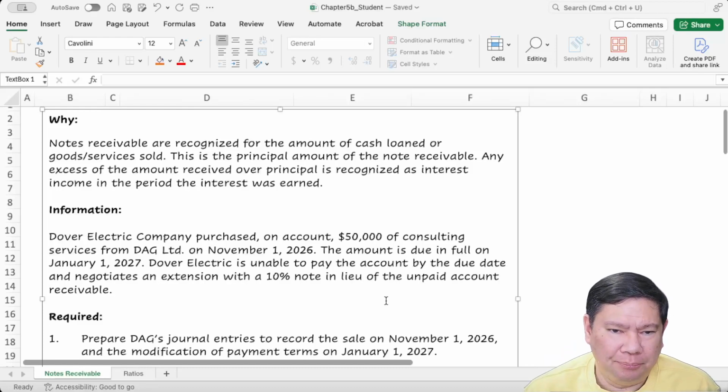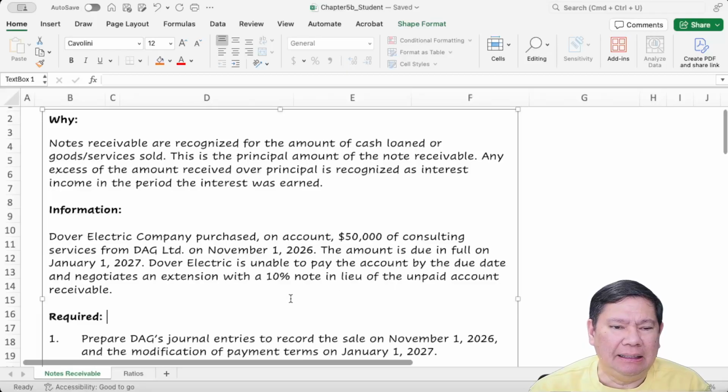Okay, so let's take a look at this. Dover Electric Company purchased on account. Dover is the customer. $50,000 of consulting services from DAG Limited. That's us, the company, on November 1, 2026. The amount is due in full on January 1st, 2027. So the company recognized accounts receivable.